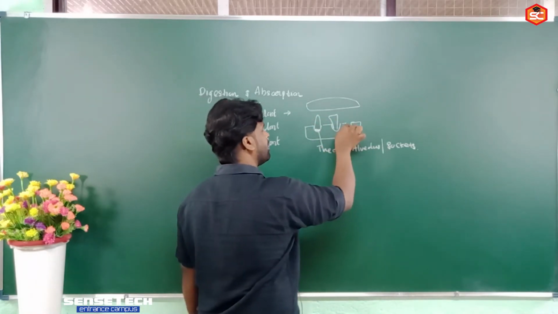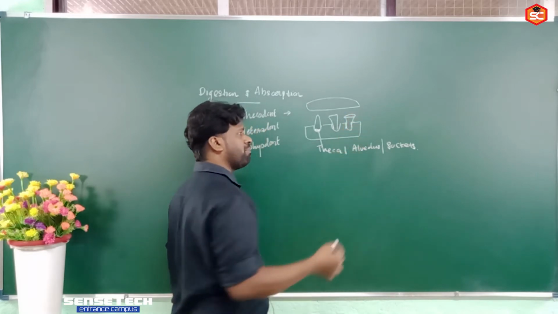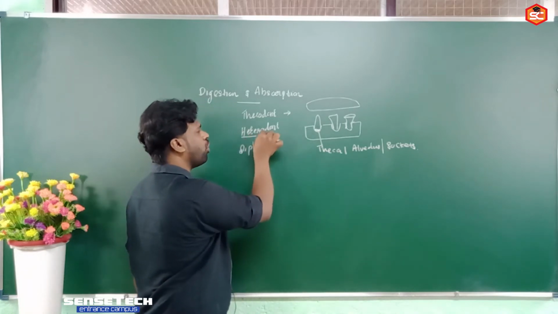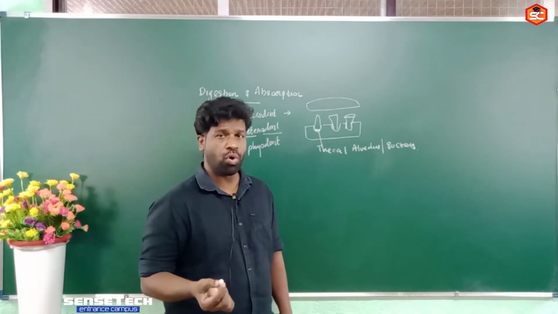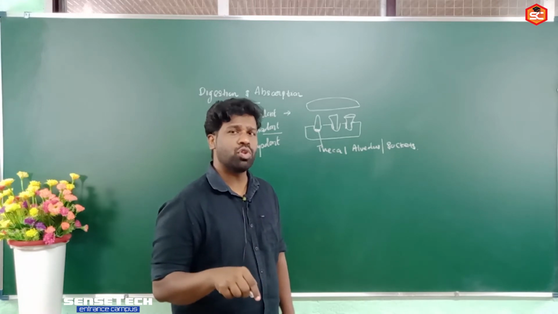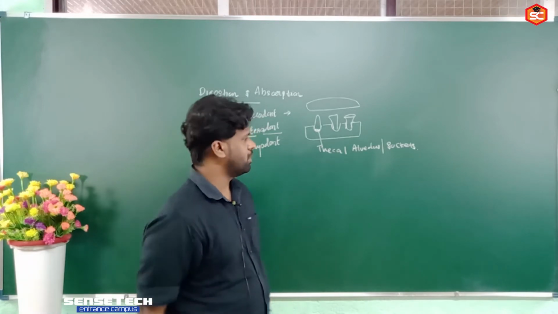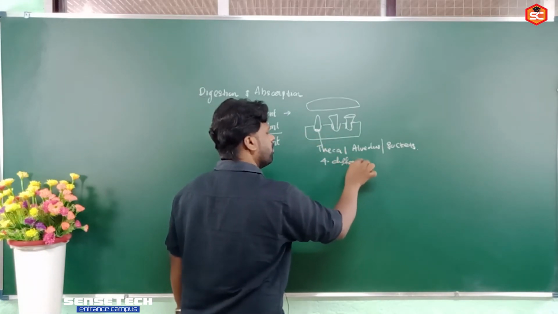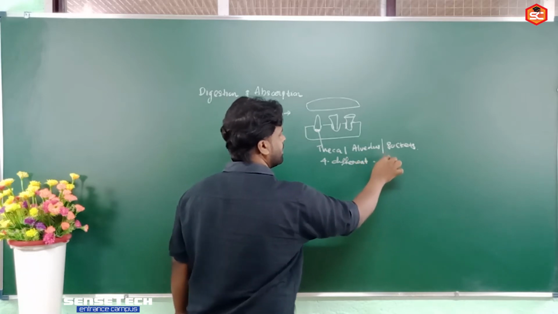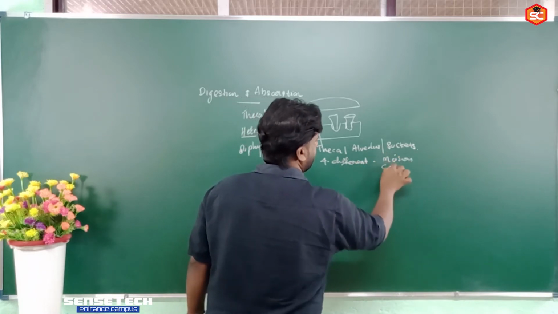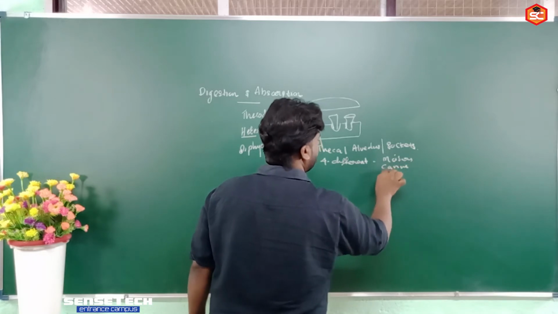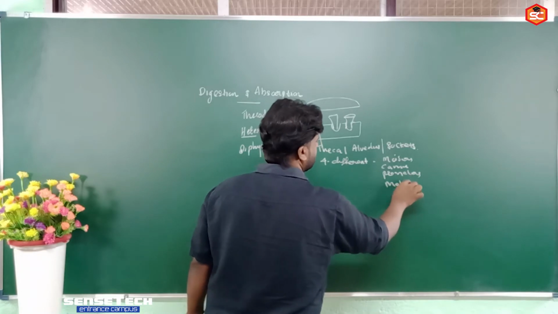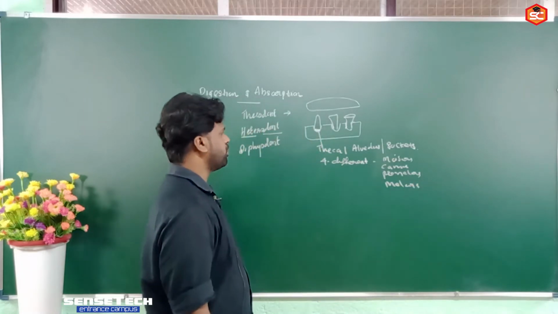Different types of teeth are there. Different type means different in shape, structure, and function. Hence our dentition is called heterodont. Hetero means different, dont means related to tooth. So heterodont means different types of teeth. We have four different types of teeth: incisors, canines, premolars, and molars. Hence our dentition is called heterodont dentition.